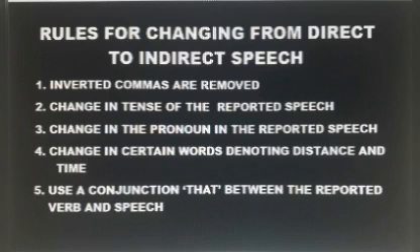Now, rules for changing from direct to indirect speech. Number 1, inverted commas are removed. Number 2, change in tense of the reported speech. Number 3, change in the pronoun in the reported speech. Number 4, change in certain words denoting distance and time. Number 5, use a conjunction "that" between the reporting verb and reported speech. The inverted commas are always removed while changing the sentence from direct to indirect speech.